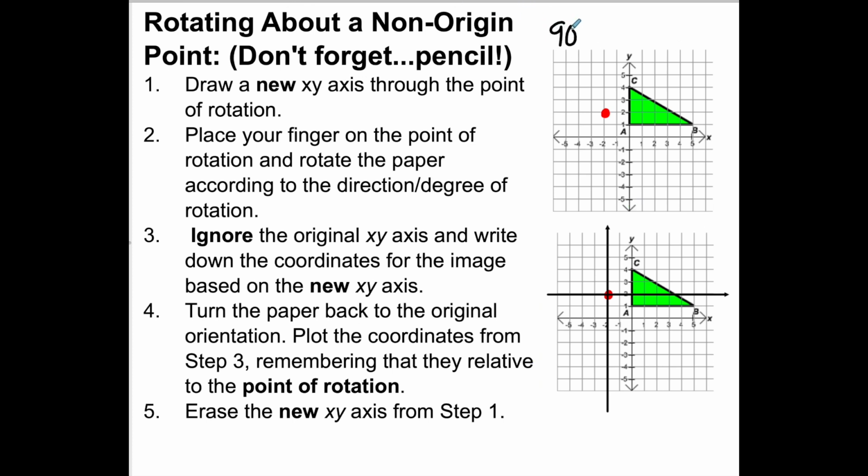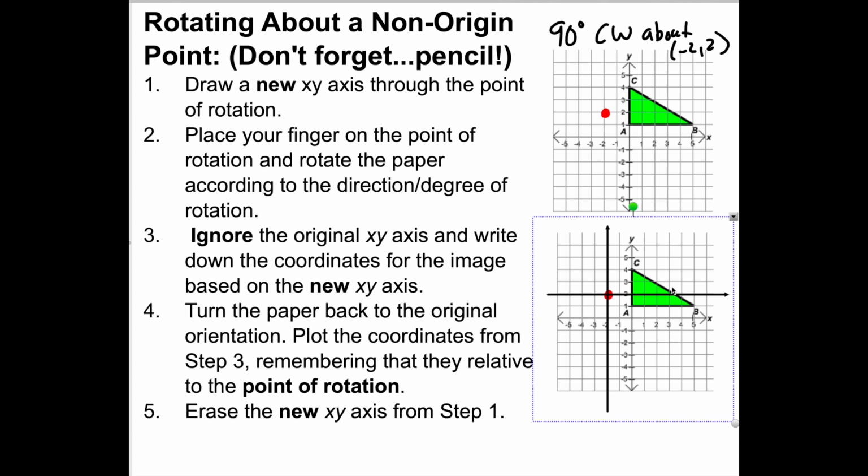So we're going to go 90 degrees CW, clockwise, about the point (-2, 2). So what we're going to do is pretend like (-2, 2) is the origin. So we're going to draw a new x and a new y axis through it, and we're going to ignore the entire original x and y axis. We're going to pretend like they're not even there.